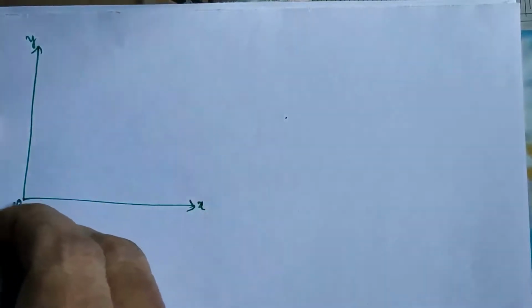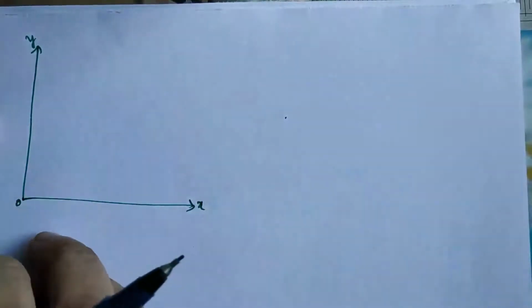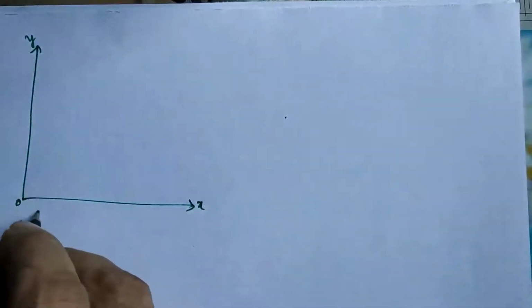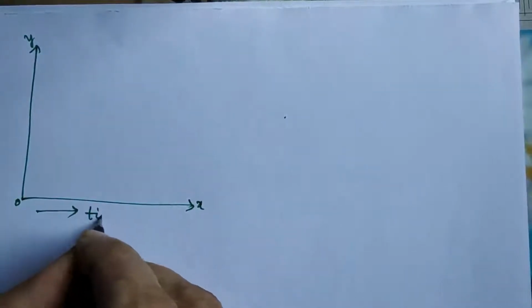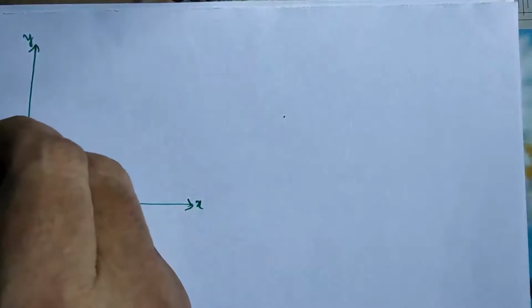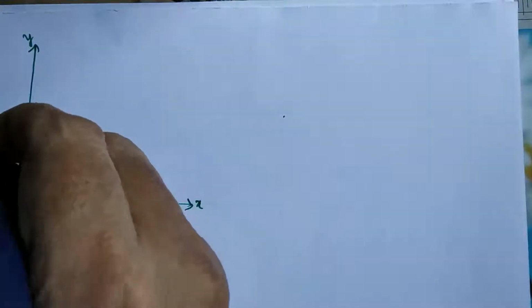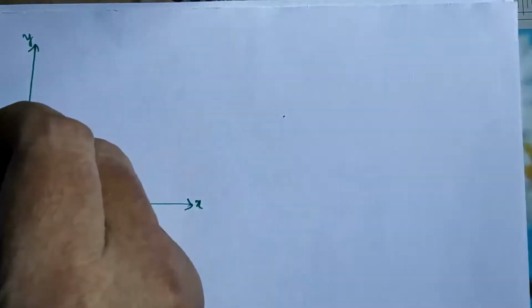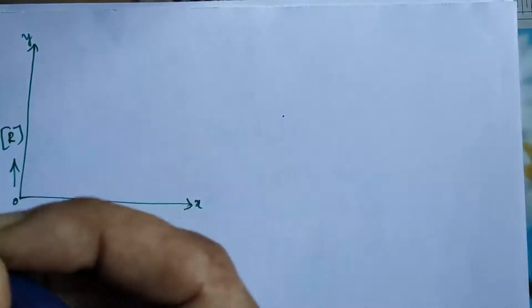So we will draw a graph between the concentration of the reactants and the time T for the zero order reaction. This one is the x-axis and this one is the y-axis, and 0 is the origin. In the x-axis it is time T. In the y-axis it is the concentration of the reactants, R.